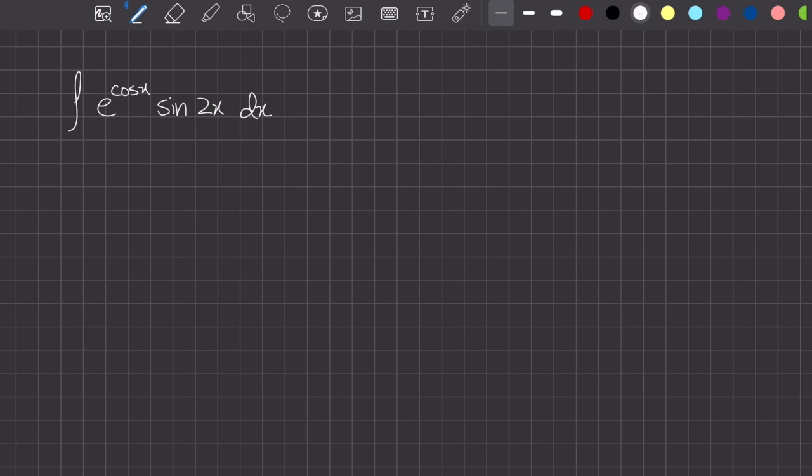Last question, let's do one with exponential and trig functions. We will be solving the integral of e power cos x times sine 2x. First of all, we expand the sine 2x to give 2 sine x cos x. Now we can do this using either integration by parts or u substitution. Both methods work. Which one do you want to try? U substitution seems easier, so can we try that? Substituting u as cos x.